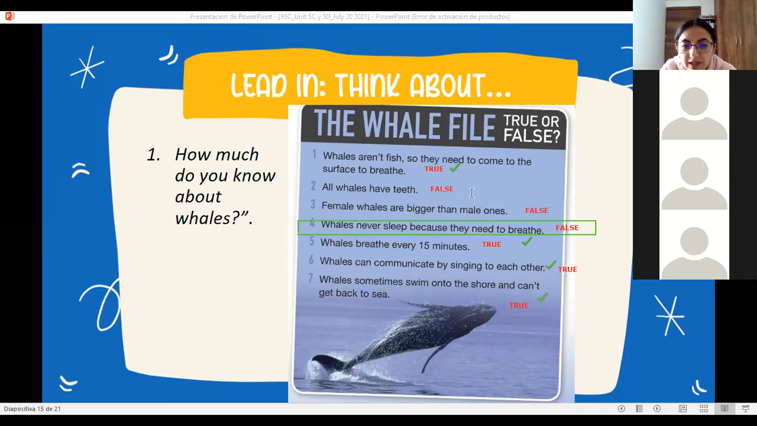So whales have teeth. They have teeth, so it's true. Sí, las ballenas también tienen dientes. And the females are bigger than the male ones. También, ¿no? Las ballenas hembras son mucho más grandes que las ballenas macho.